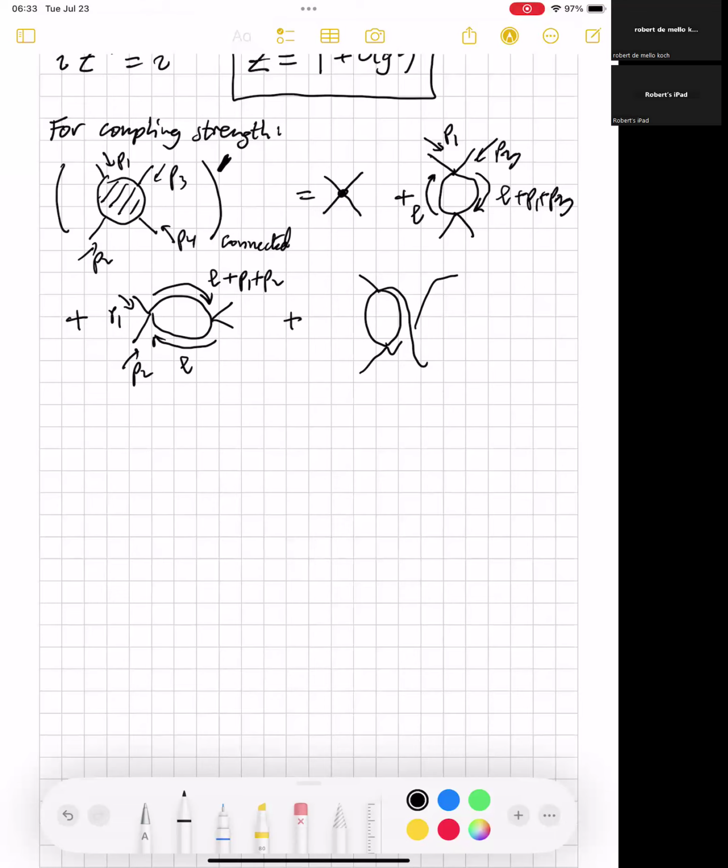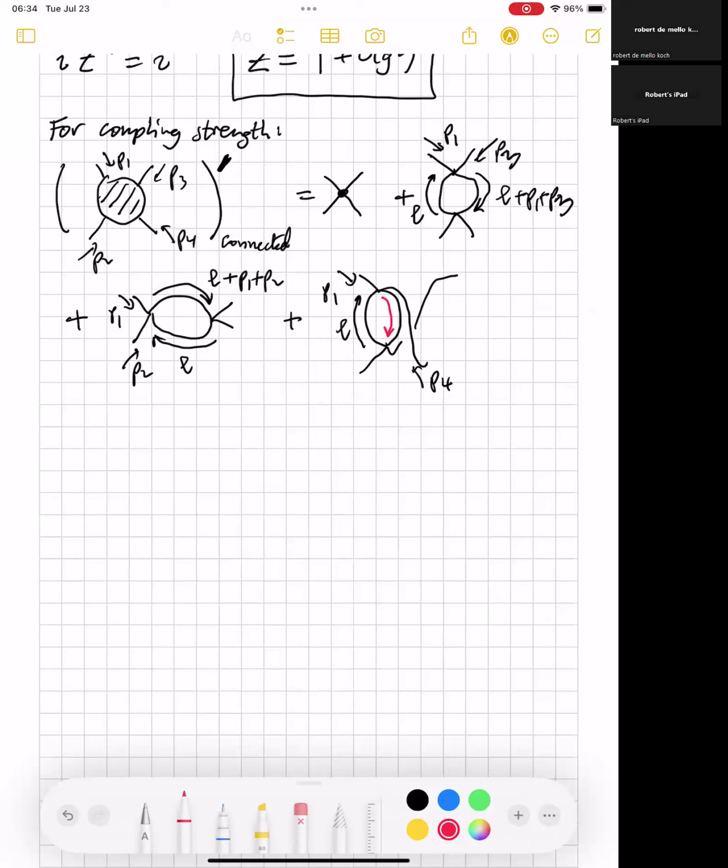So the first diagram has P1 and P3 flowing in at the vertex. The second diagram has P1 and P2 flowing in at the vertex. The last diagram has P1 and P4 flowing in at the vertex. So we can either have 1 and 2 flowing in at the vertex, 1 and 3, or 1 and 4. So it's only these three possibilities.